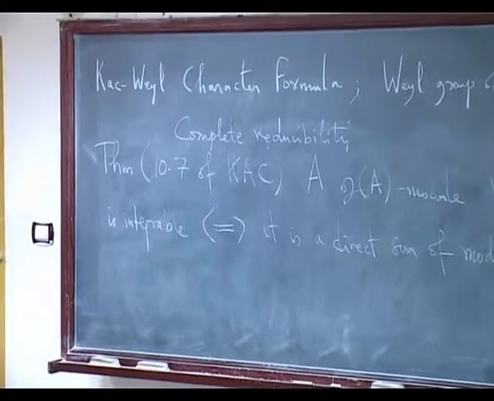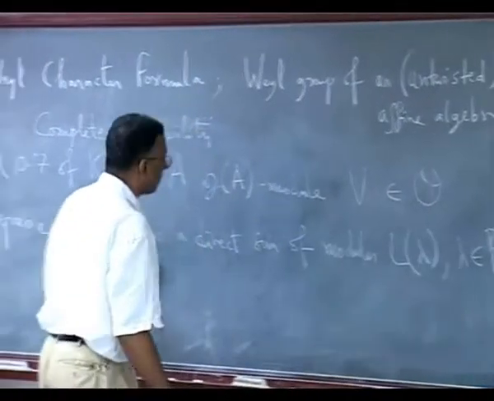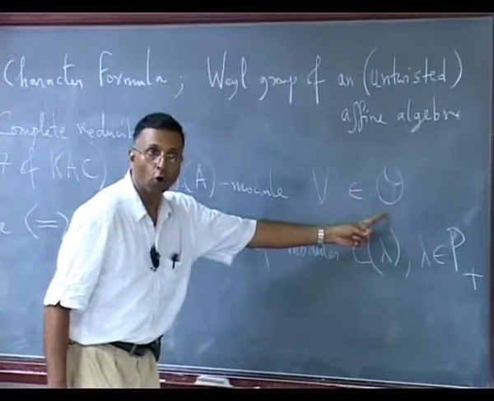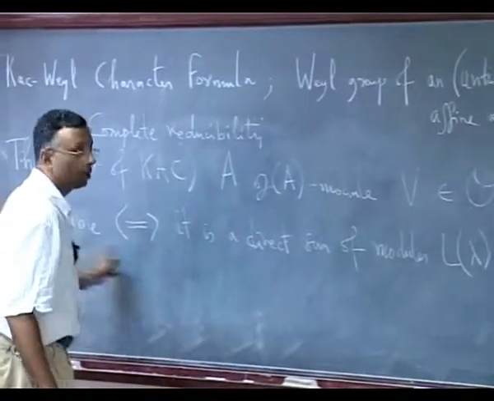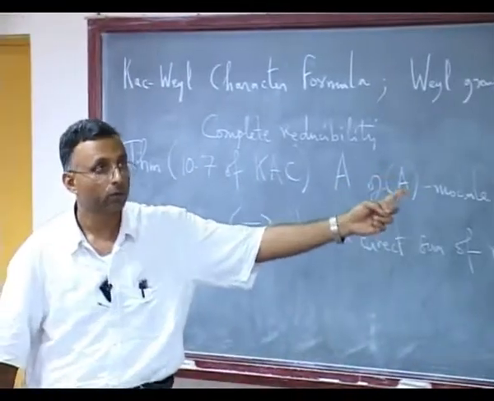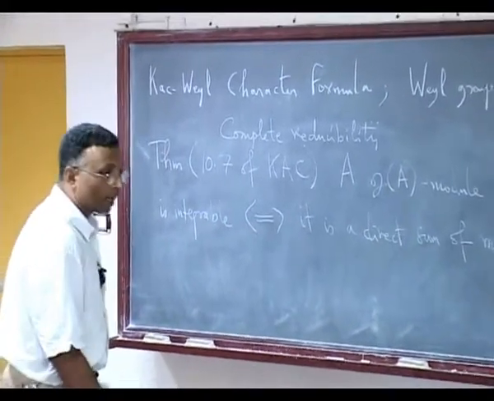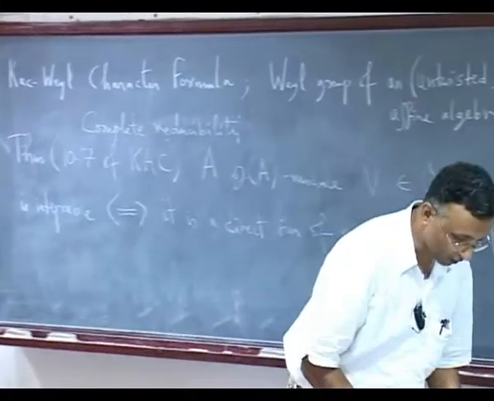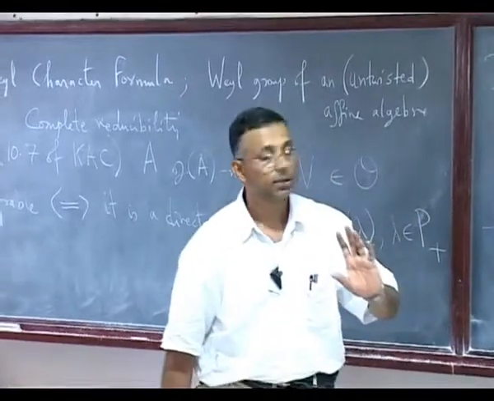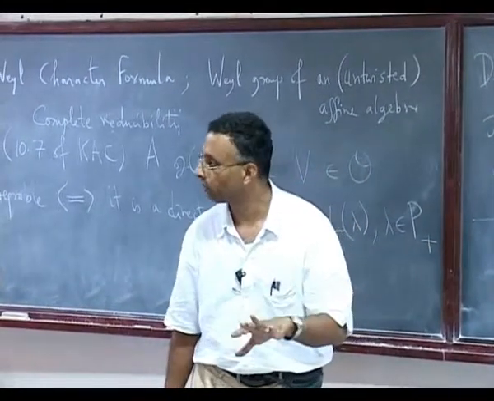So if I take an element in category O which is integrable, then it's a direct sum of these irreducible modules, which are also integrable. And the proof of that uses the Casimir in much the same way that we did in the finite dimensional case. And I will recall for you, and you should do that exercise if you haven't done so.